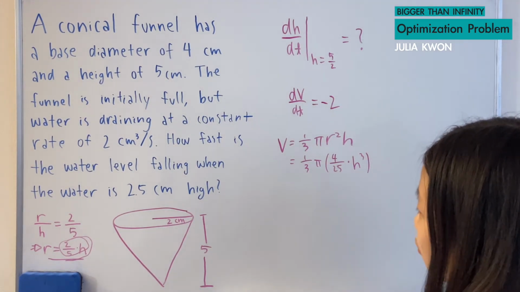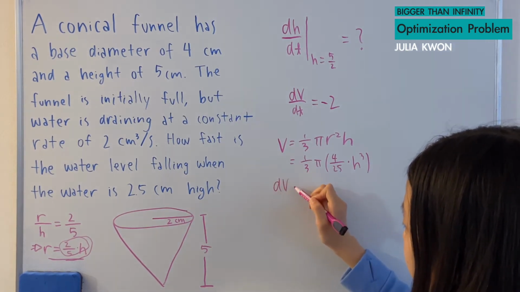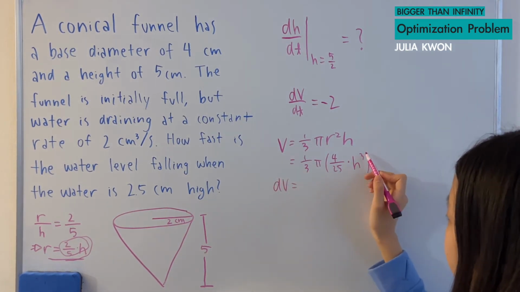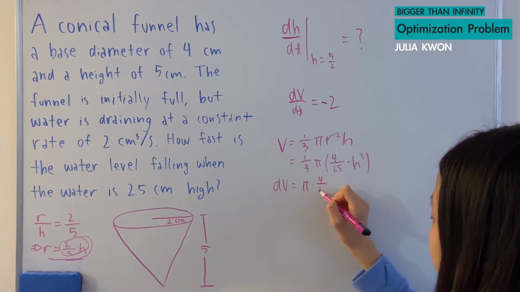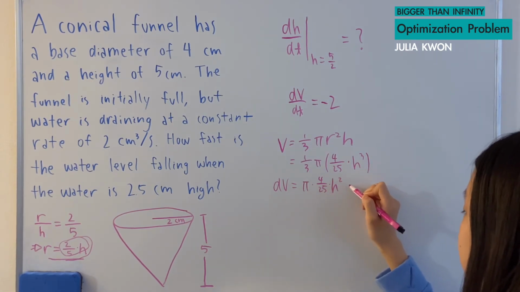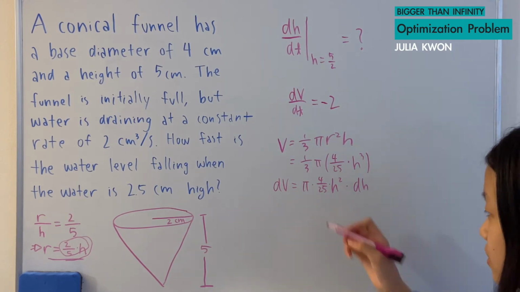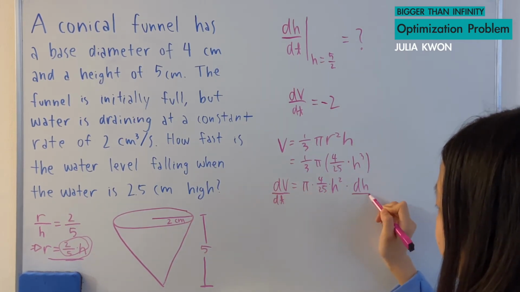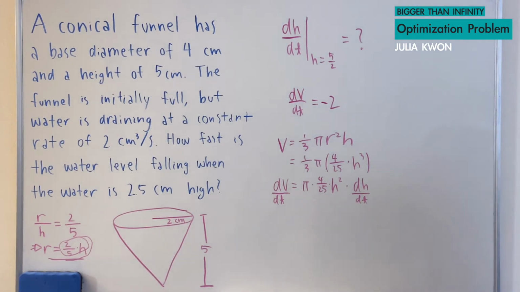And now we're going to take the derivative on both sides. We'll have dV is equal to, the 3 comes down, so we'll have pi times 4 divided by 25 left, and also h to the power of 2 times dh. Divide by dt on both sides, and we have dV divided by dt is equal to pi times 4 divided by 25 times h to the power of 2 times dh divided by dt.